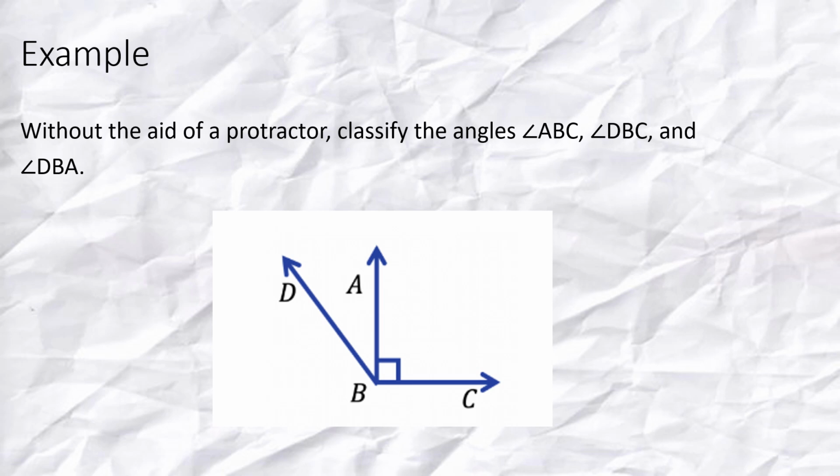Now, let us try to answer this one without the aid of a protractor. Classify the angles: angle ABC, angle DBC, and angle DBA. Let us start with angle ABC. So this is angle ABC, a right angle. Angle DBC. So this is angle DBC, therefore it's an obtuse angle. And then the last one, we have angle DBA. So this one is an acute angle.